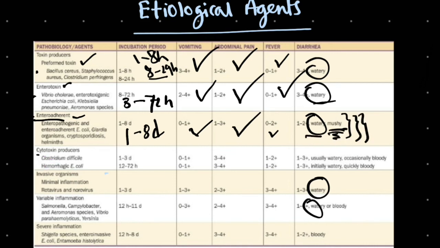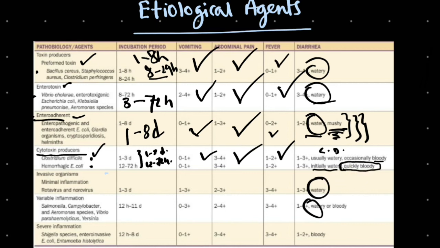Then comes cytotoxin producers. These organisms produce cytotoxins, like Clostridium difficile and hemorrhagic E. coli. Their incubation periods vary from 1 to 3 days, even before that, 12 to 72 hours. Vomiting is minimal, but abdominal pain is much more. Fever is there. This diarrhea is usually watery. Sometimes it may be bloody in case of Clostridium difficile. In case of hemorrhagic E. coli, the name itself suggests, initially watery, but it becomes bloody very quickly.